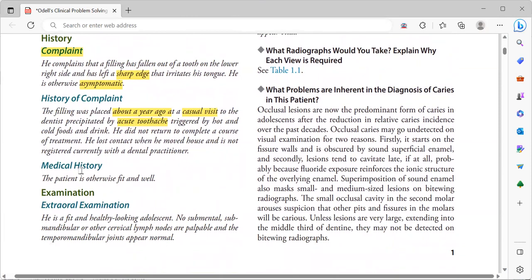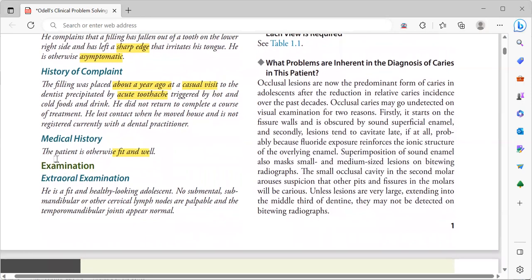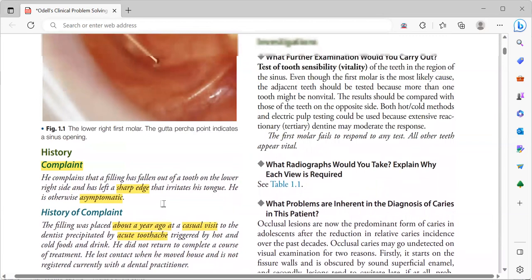Then in the history it is very important to ask about the medical history. He is fit and well. Then the examination: what examination did you do? We all know that we start from outside the mouth and then go inside to look at hard tissue, soft tissue, teeth and the main problem. Extraoral examination: he is a fit and healthy looking adolescent, no comment. In extraoral examination, we generally check the cervical lymph nodes and the joint: how the joint moves, whether there is any tenderness or palpable findings. Always remember, in extraoral examination we check the lymph nodes and the joint movement.